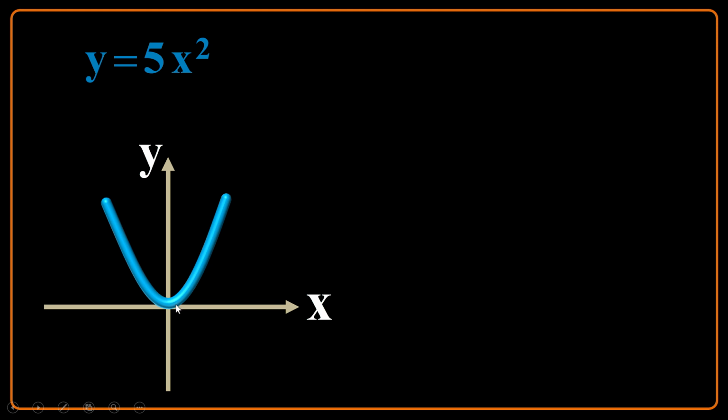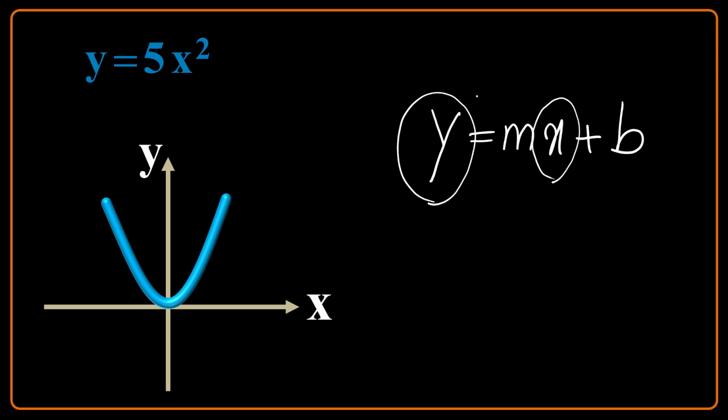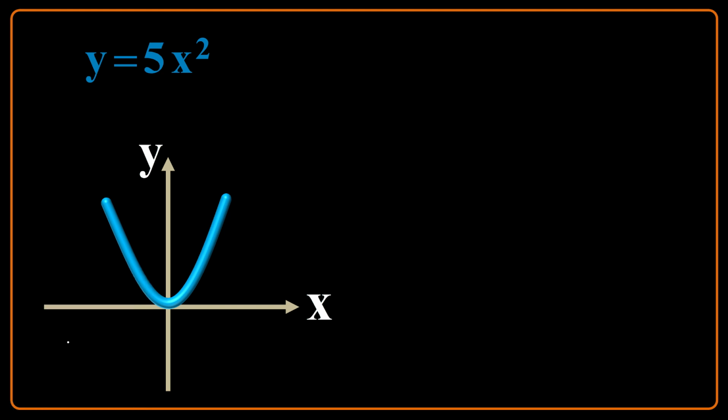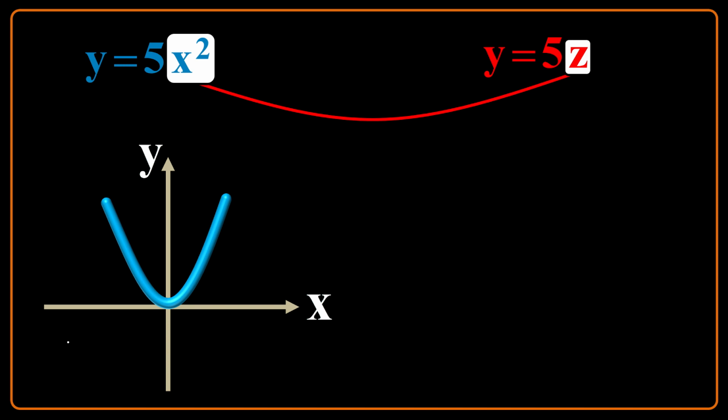I'm gonna linearize that. You know that the general format of a line is y equals mx plus b. The exponent of y and the exponent of x must be 1. Y is okay for me, but x unfortunately has the power of 2. What should I do? I should pack it. Let's pack x squared as a new variable like z, and then y versus z will be a line. Okay, so let's define y equals 5z, and don't forget x squared is exactly the z.